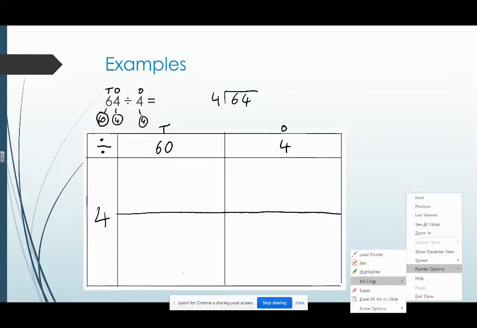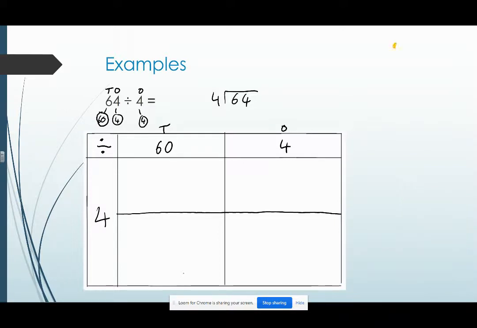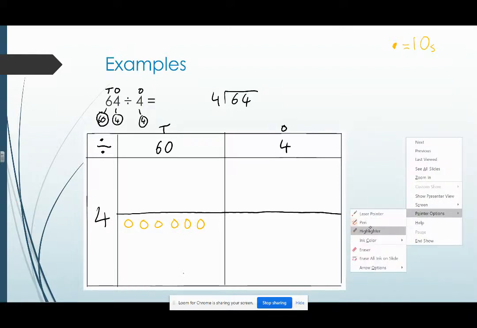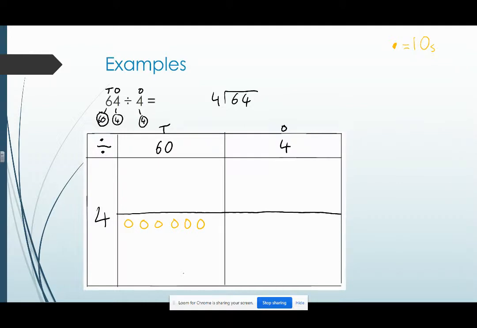So if I change my pen color to orange, because that's what we're going to be using for tens. And we have to create 60 out of counters. So 10, 20, 30, 40, 50, 60. And that is 60 split into groups of 4. There we go. How many do we have left over? We've got 10, 20 left over, and they go over to the ones. So we have 20 left over, and now we have 24 in the ones column. Okay. We have one group here. But remember, since we're using tens, we have to times that by 10 as well.